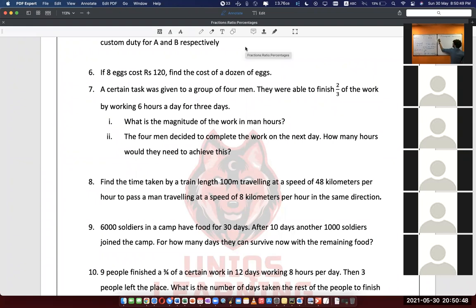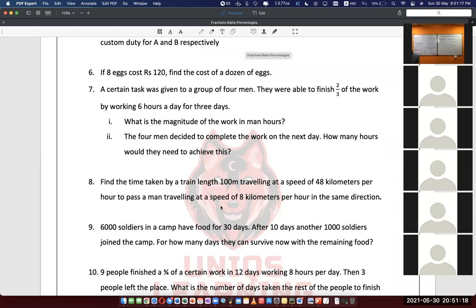So number of hours required is equal to 36 man hours divided by how many men do they have? I'll just write man here. So 4 men. Man to man cancel off. So what do we have? 36 divided by 4, which is 9 hours. So they will need 9 hours more to complete the work.